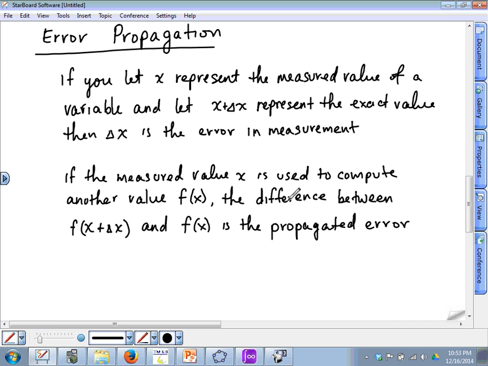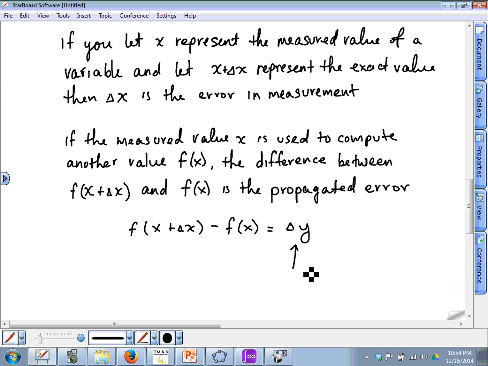So notice we're taking a difference. So we have f of x plus delta x. We're subtracting f of x. F of this value and f of that value, these are function values. So if you're taking the difference of function values, remember function values are the same as y values. So this represents a change in y or delta y. So this right here, that's the propagated error.